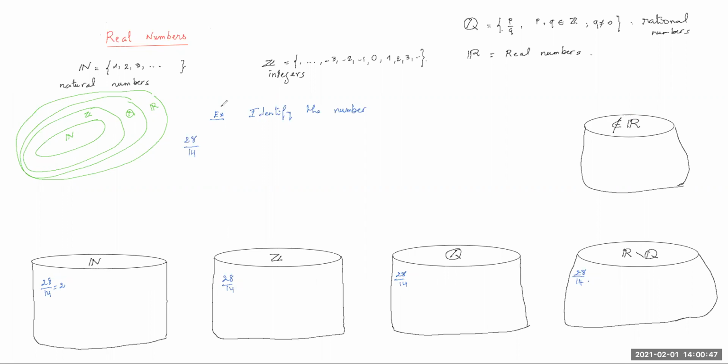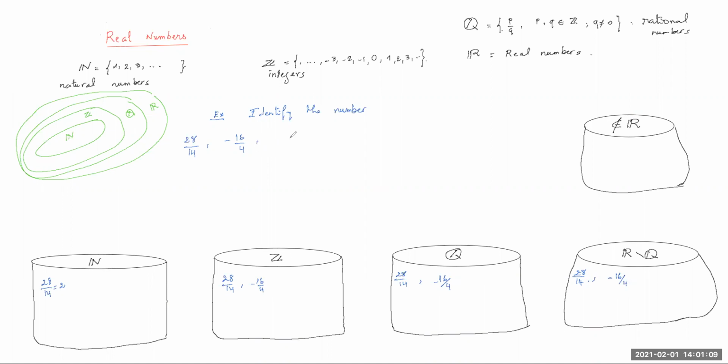Then what about minus 16 over 4? Again, this one is minus 4. It's an integer, it's not a natural number. So it will be here, and also here.